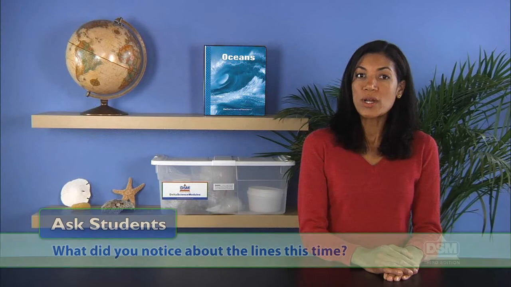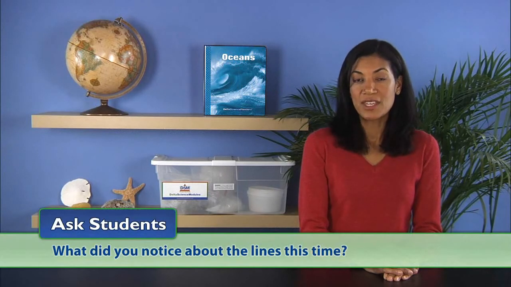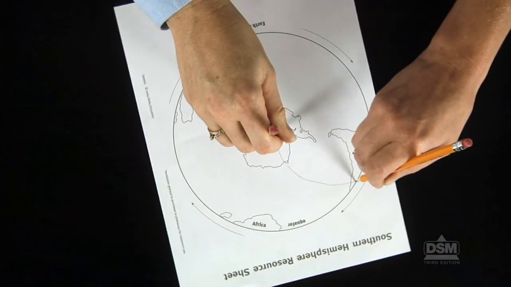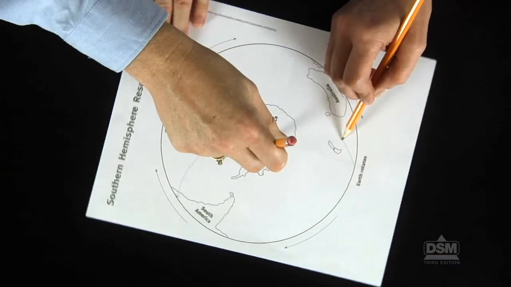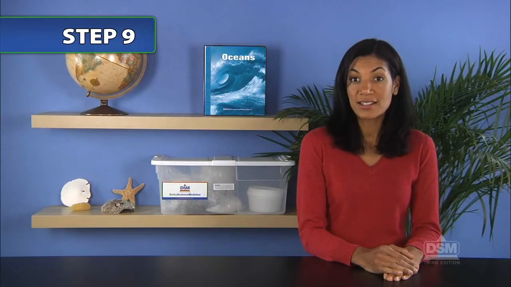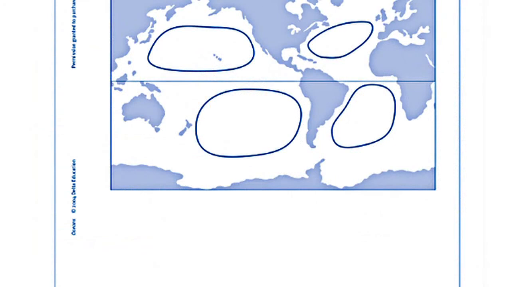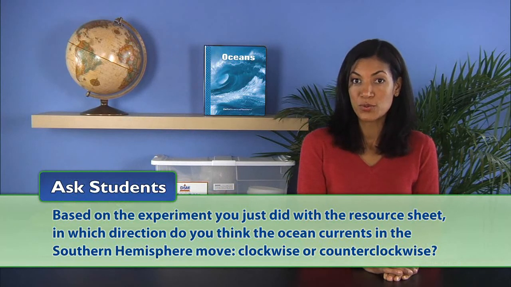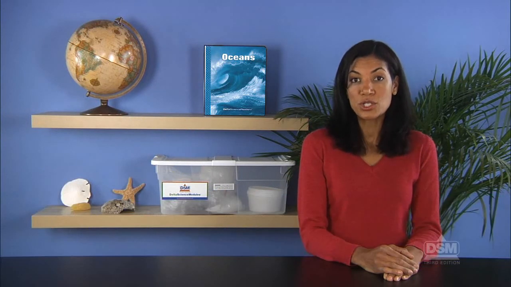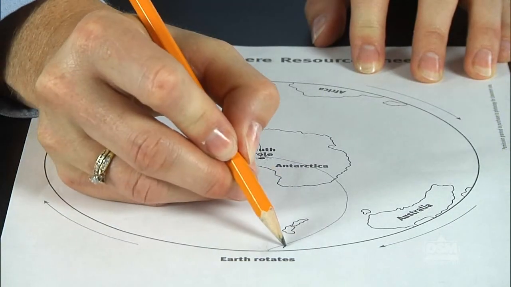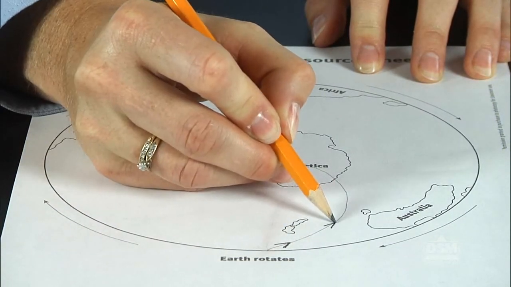Ask students, what did you notice about the lines this time? Students should note that the lines drawn from the South Pole to the equator curve to the right, and that the lines drawn from the equator to the South Pole curve to the left. Have students look at the currents on their activity sheet that are south of the equator and ask, in which direction do you think ocean currents in the southern hemisphere move? Students should say that the ocean currents would move counterclockwise. Instruct students to add arrows to the lines to show the direction in which currents in the southern hemisphere flow.